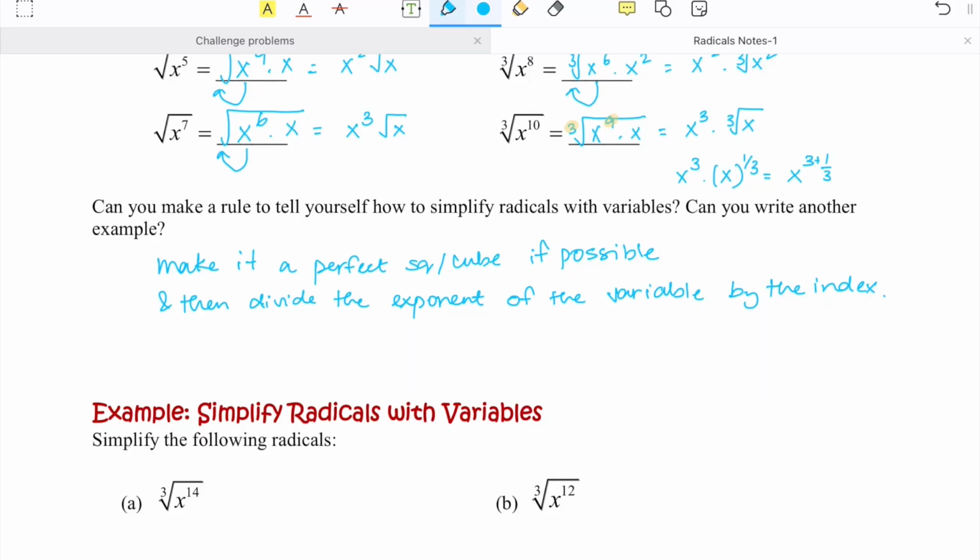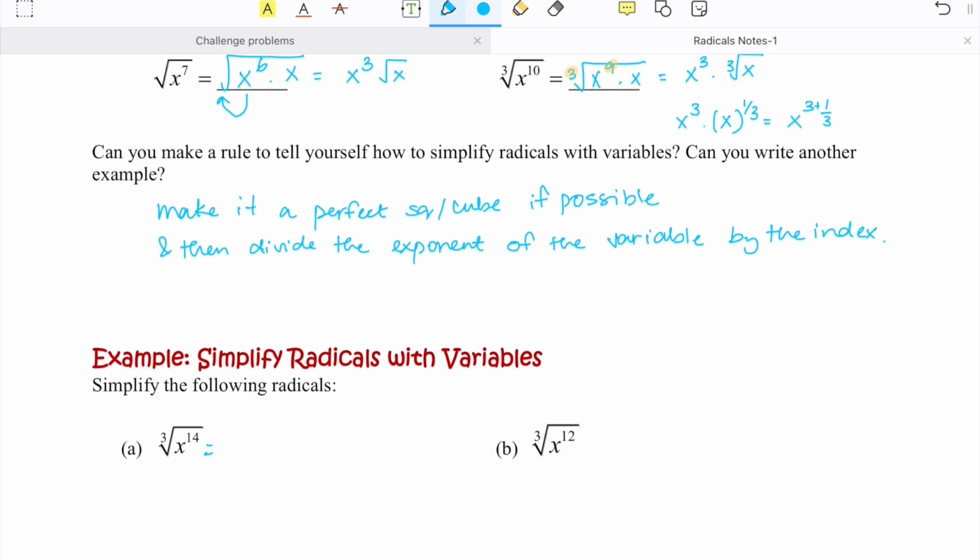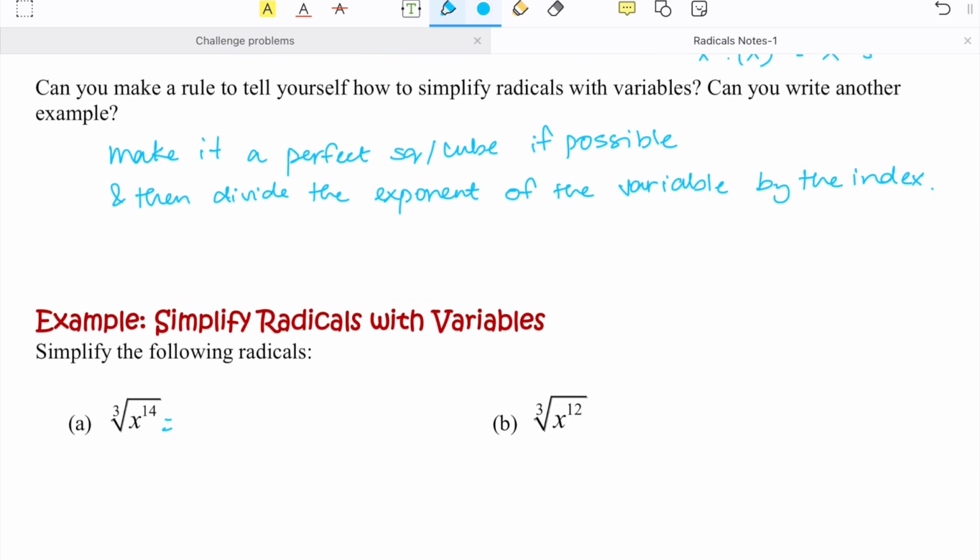Okay, so let's do a few examples. We have cube root of x to the power of 14, right? So we need to break it down to have one as a perfect cube and the other one which is not. So think of the multiple of 3 that's closest to 14. 12. And then you're left with x to the power of 2. So this is a perfect cube, which will be 12 divided by 3, which is 4, x to the power of 4, and cube root of x squared. Okay.